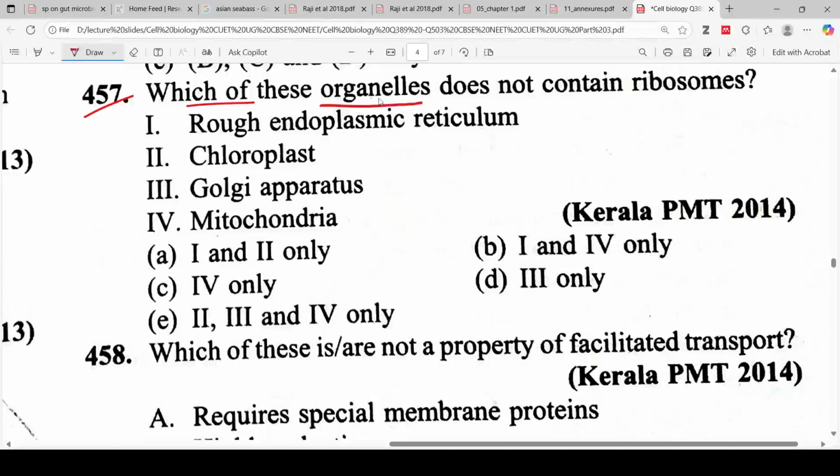Which of these organelles does not contain ribosomes? Rough endoplasmic reticulum also contains ribosomes. Chloroplast has its own ribosomes. Golgi apparatus doesn't have ribosomes. Mitochondria have ribosomes. So only 3 will be the correct answer. Golgi apparatus doesn't have any ribosome.